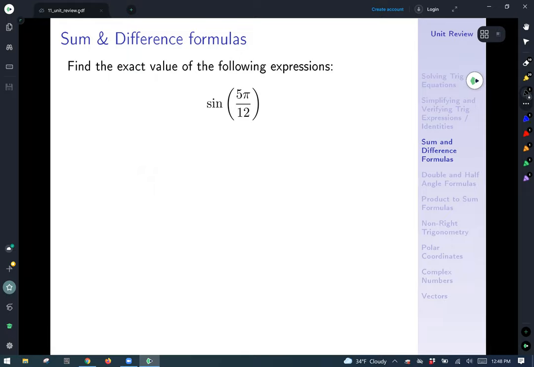So sine of 5 pi over 12, what can we do with that? We could say, hey, this might be a sum or a difference of something.